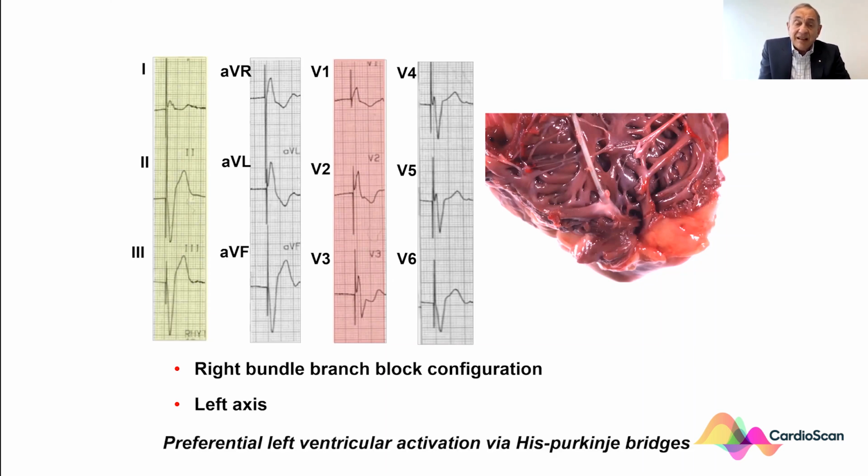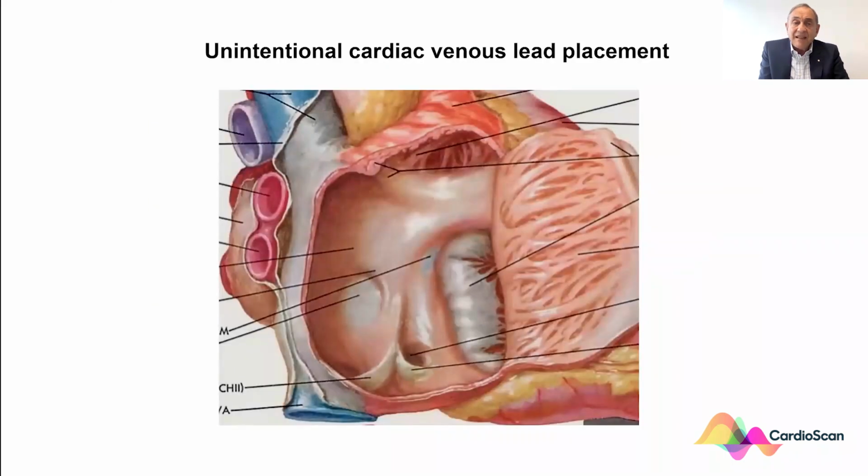It is believed that there is preferential left ventricular activation via the His-Purkinje system and having bridges there, and it preferentially depolarizes the left ventricle first. This occurs occasionally, and you get all levels of right bundle branch block configuration. Now let's have a look at some of the unintentional.